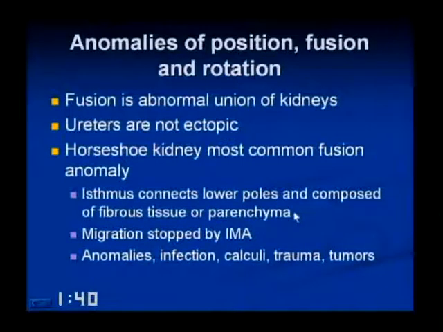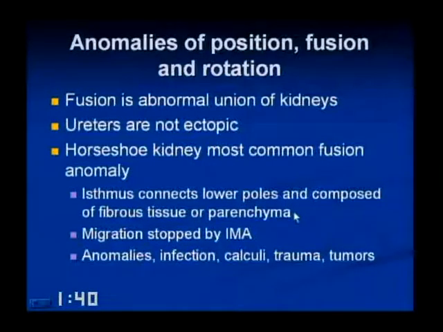Generally, in a horseshoe kidney, the isthmus is located at the lower poles of the kidney, and it may be composed of functioning parenchyma, or it can be composed of fibrous tissue. The kidney ascent or migration to the normal position is stopped by the inferior mesenteric artery. As with other kidneys that are abnormally positioned, the horseshoe kidney is not quite as good a kidney and is slightly dysmorphic. There may be more anomalies.